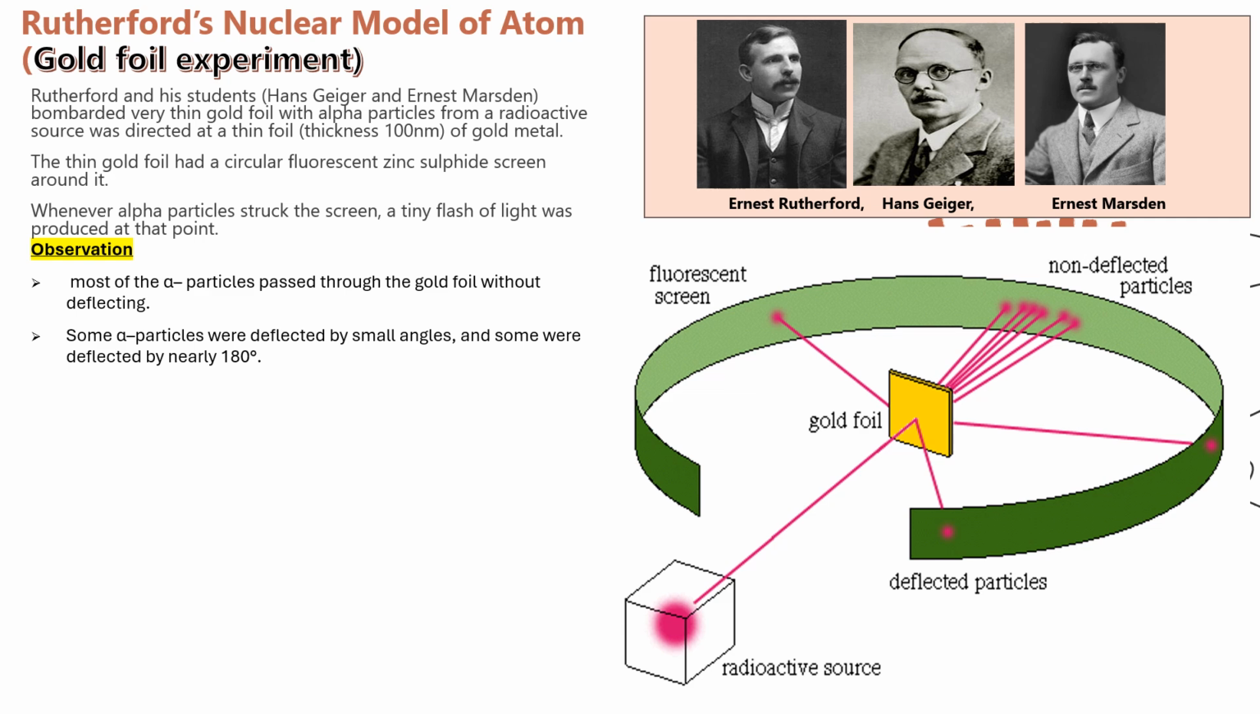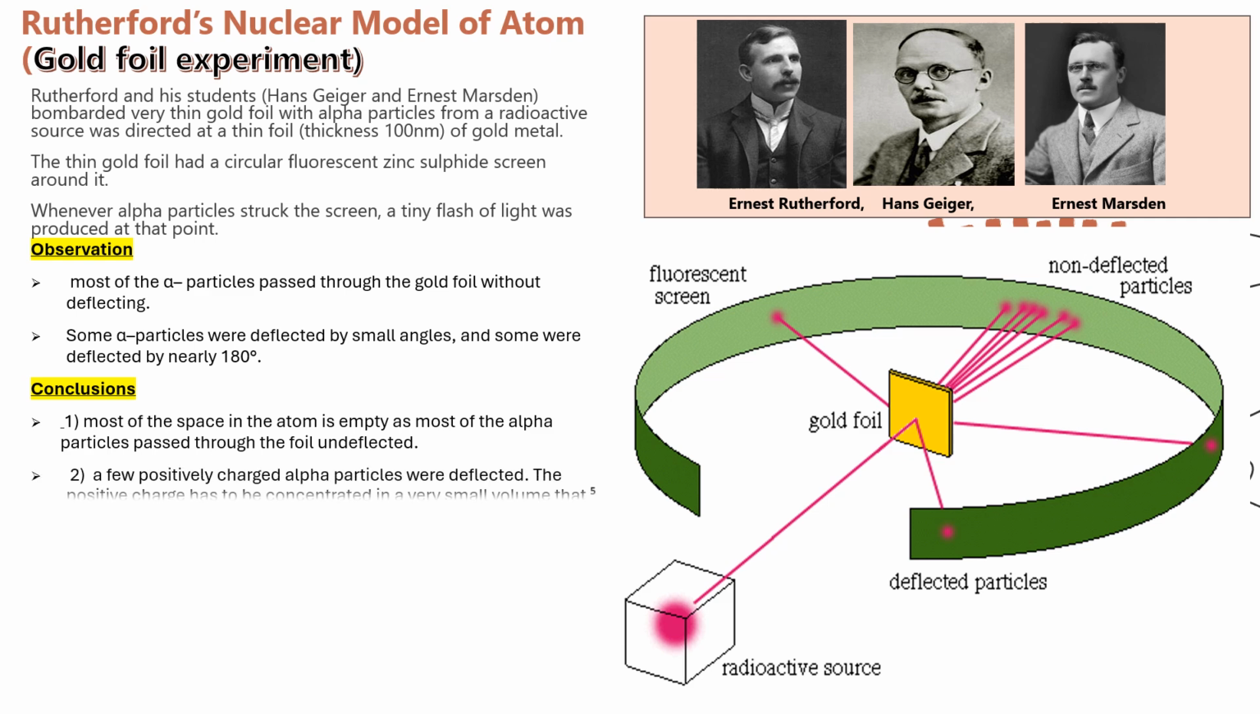So, on the basis of these observations, Rutherford drew the following conclusions regarding the structure of atom. Most of the space in the atom is empty, as most of the alpha particles passed through the foil undeflected. A few positively charged alpha particles were deflected. The positive charge has to be concentrated in a very small volume that repelled and deflected the positive charged alpha particles. So the volume occupied by the nucleus is negligibly small as compared to the total volume of the atom.